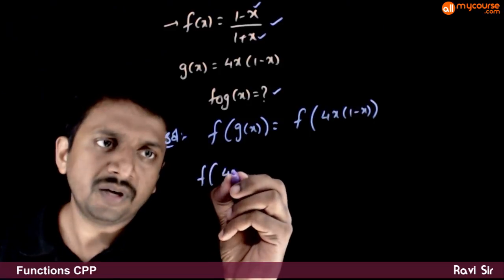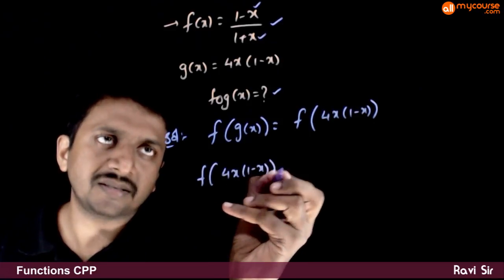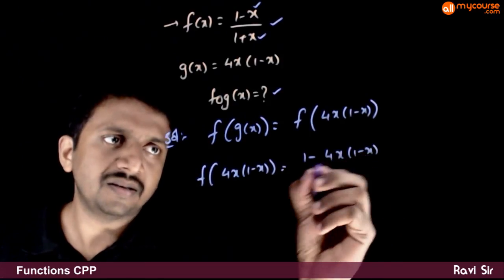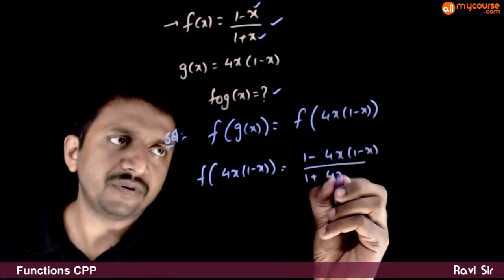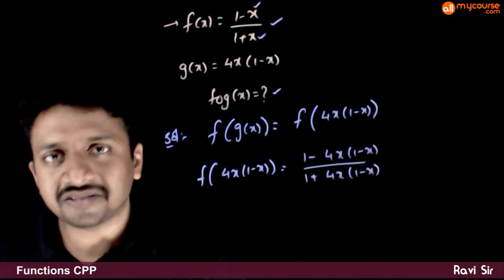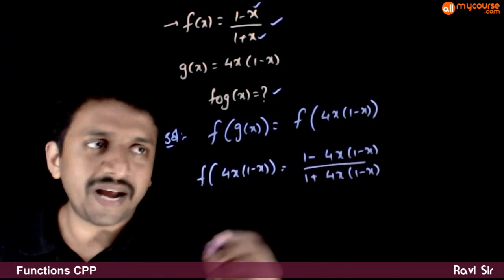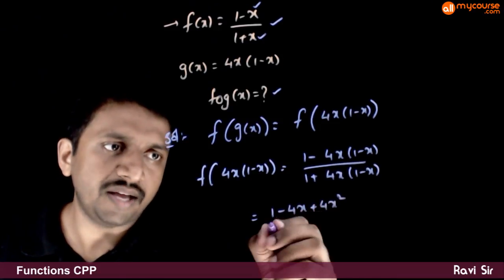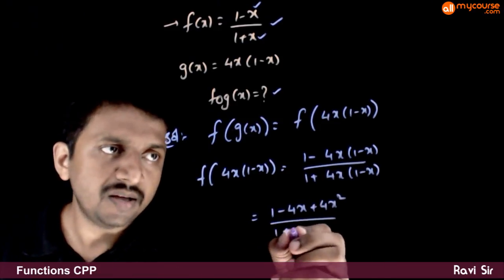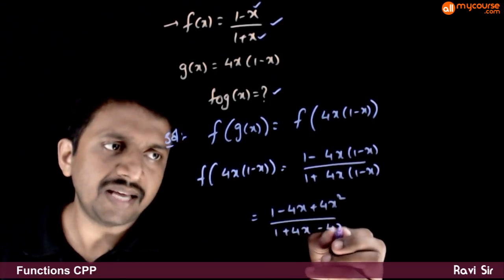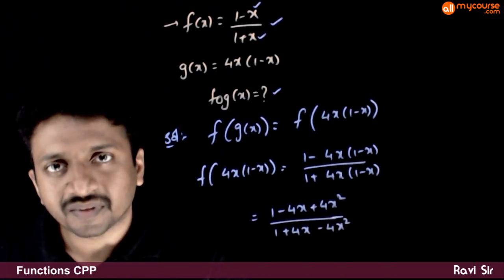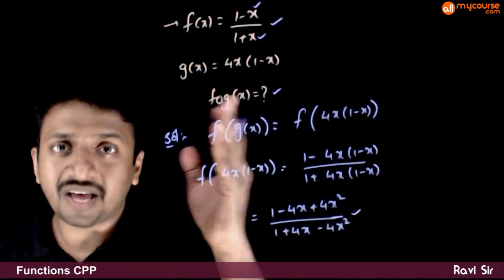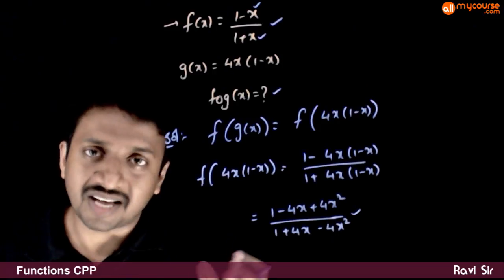So f(4x(1 - x)) is equal to (1 - 4x(1 - x)) divided by (1 + 4x(1 - x)). If you expand this, you get (1 - 4x + 4x²) divided by (1 + 4x - 4x²). So this is the value of the function f(g(x)). So this is the answer to this question.